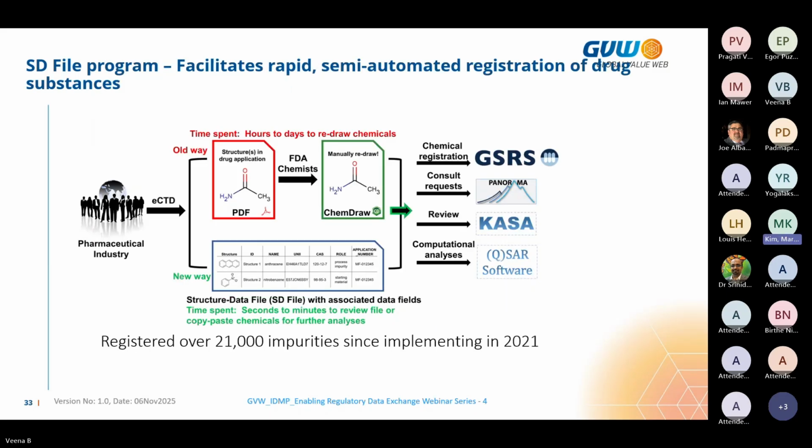And we're able to do this because of the SD file program that was initiated in 2001 in response to chemists saying there's no need to redraw the chemical structures. In companies, you have the structure that you drew in ChemDraw, and then somehow in the submissions by regulations, it's converted to PDF, and then internally we have to redraw it. It just makes no sense. We just want the digital format from the beginning.